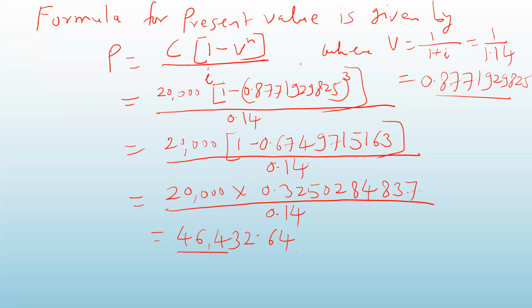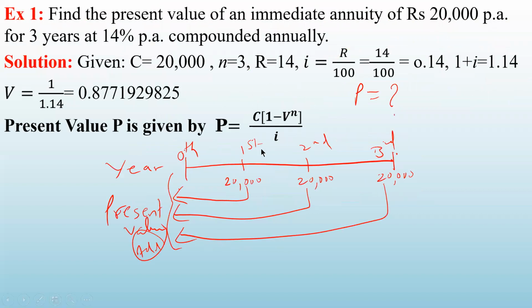46,432.64. So this is the present value of 20,000 if you are paying 3 times per year. Actually you are paying 20 plus 20 plus 20, 60,000. But if you want to pay today itself, what will be its present worth? The present worth is much lesser. How much is it coming? 46,432.64. So you can see that it is much lesser than 60,000. So this is how we have to calculate the present value.